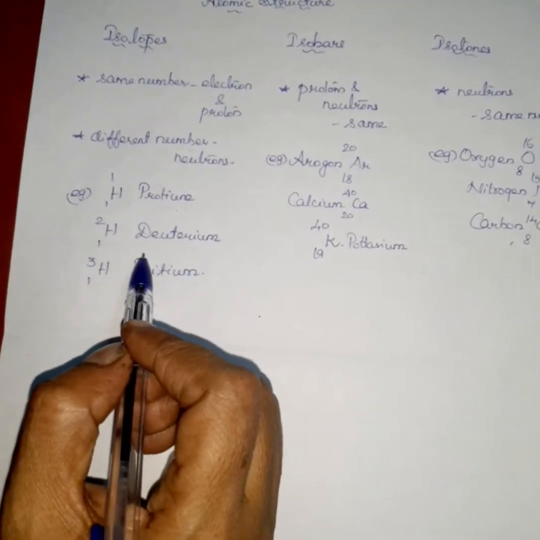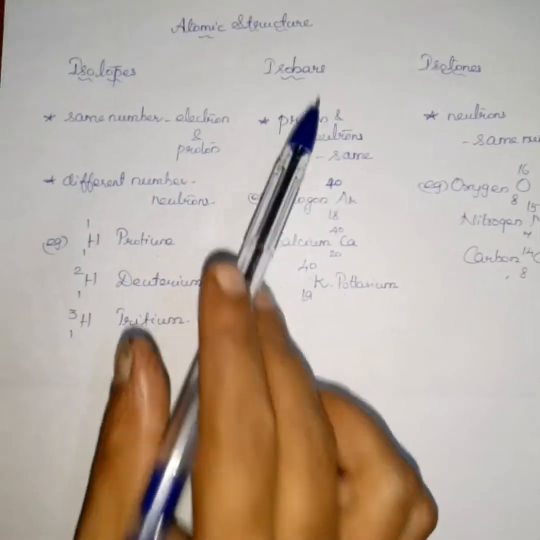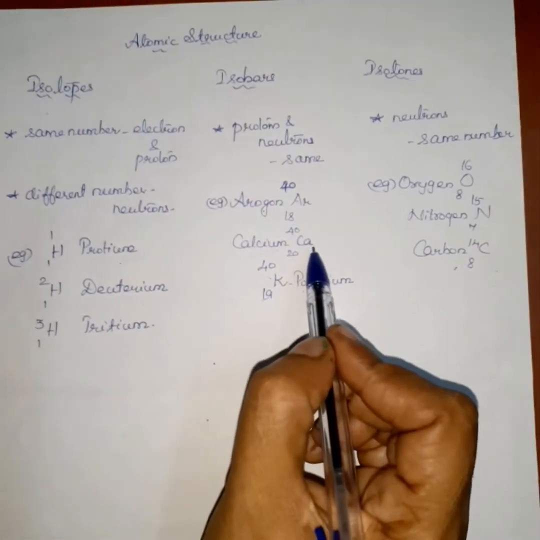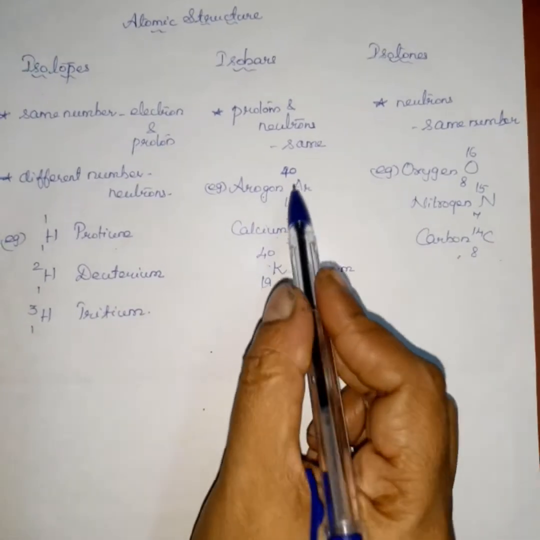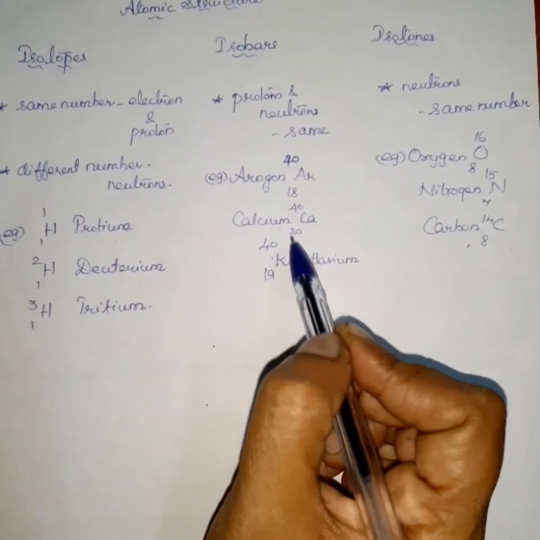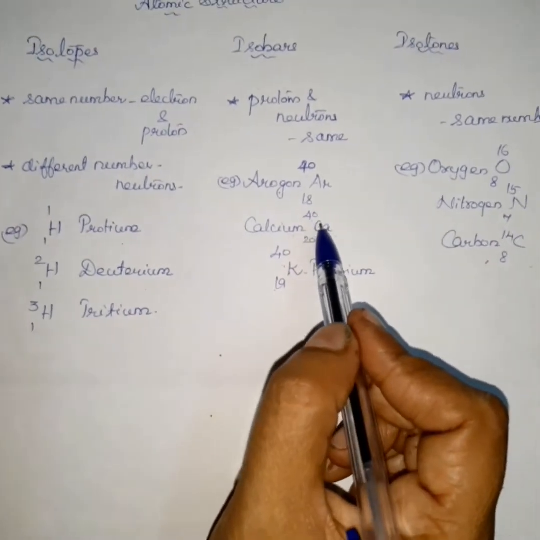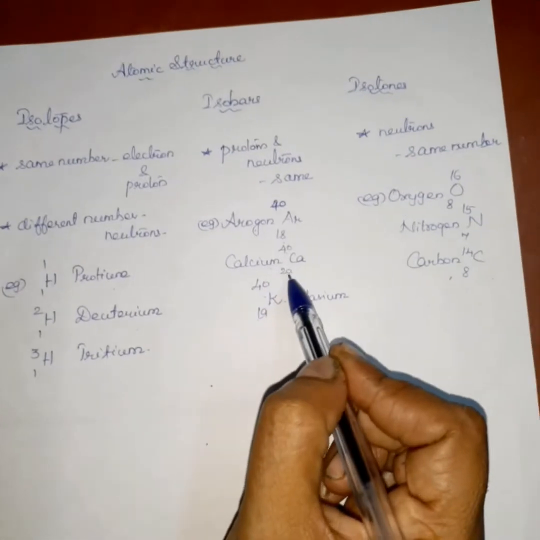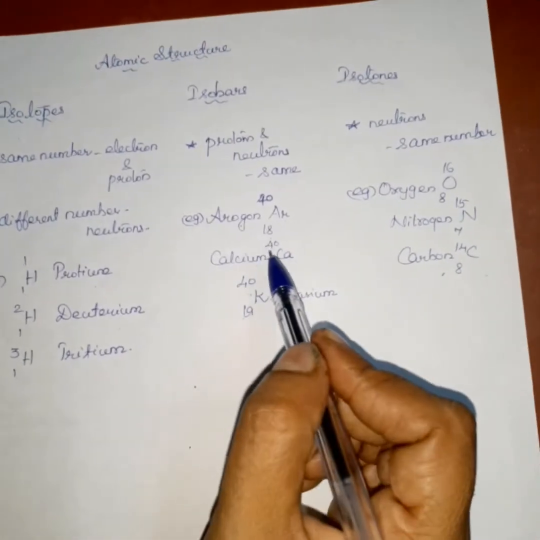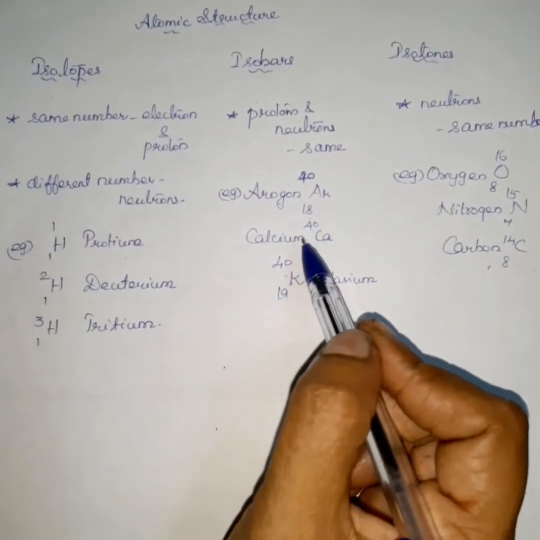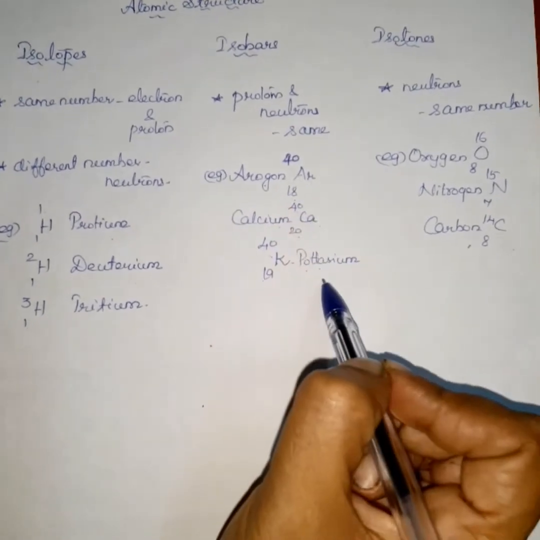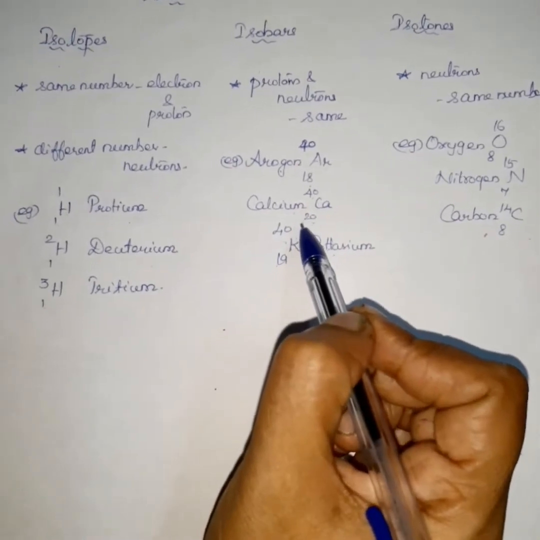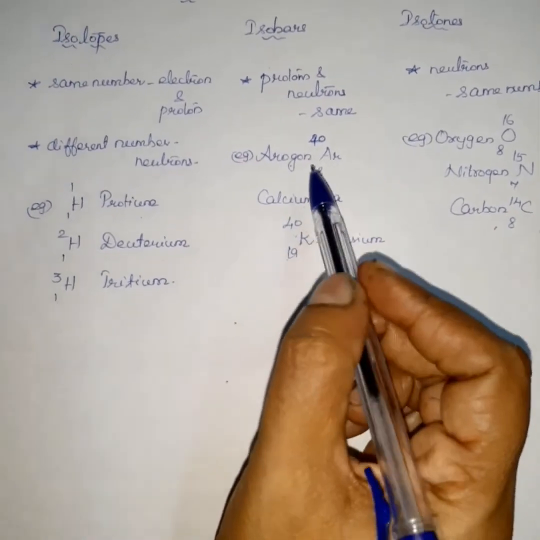Next you are going to study isobars. Atoms of different elements, here argon, calcium and potassium, having the same mass number but different atomic number. These are called the isobars. Once again, atoms of different elements having the same mass number but different atomic number are called the isobars.